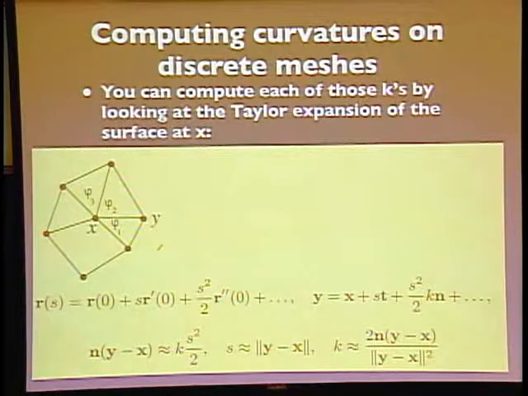You can also formulate the 3D function of what the surface is in terms of its Taylor expansion. I won't go through this in too much detail, but you can use that to estimate the curvatures by truncating the Taylor expansion of the surface.